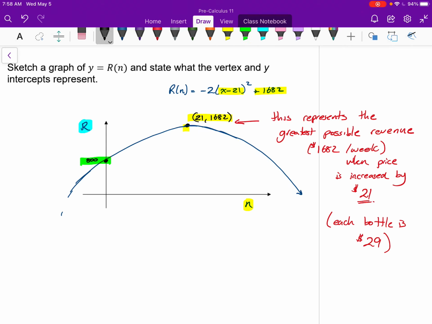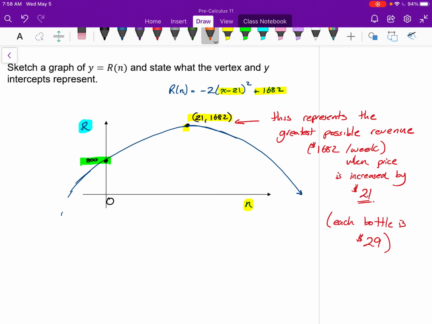We'll sell a lot less, but make considerably more money, because this 800 right here, that y-intercept, represents when n is 0, which means when we don't change the price. That represents the amount of revenue we're making right now per week, $800 a week. And so compared to that, this is more than double. And so again, according to the model, we should raise the price significantly.